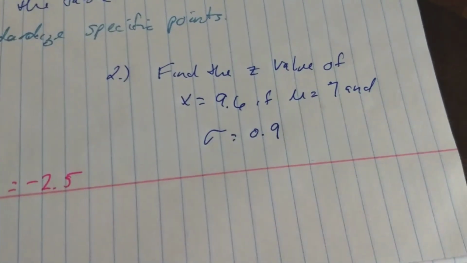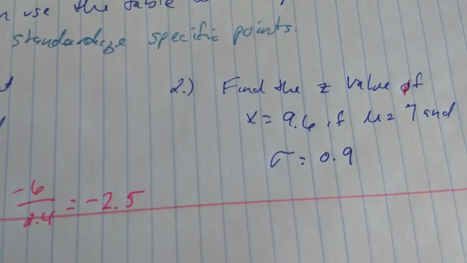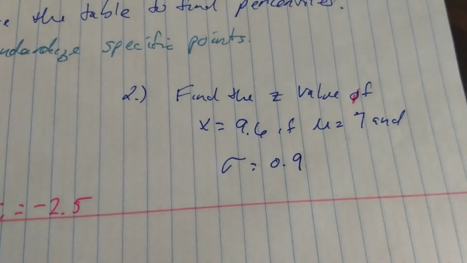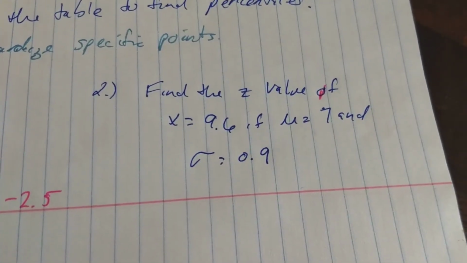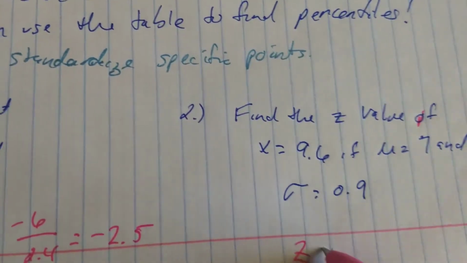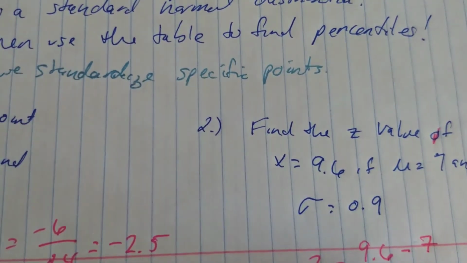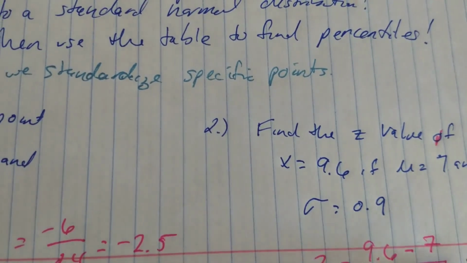Here, find the z-value if x equals 9.6, mu is equal to 7, and sigma is equal to 0.9. Again, we'll plug these in. So z is equal to 9.6 minus mu, which is 7, over 0.9.